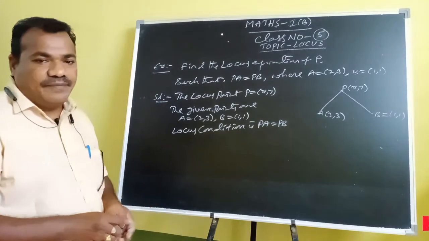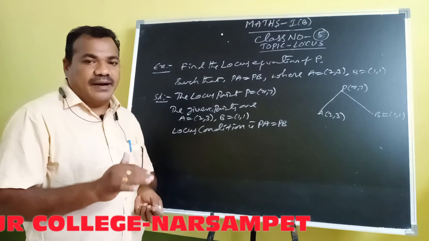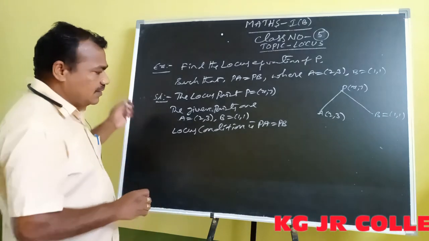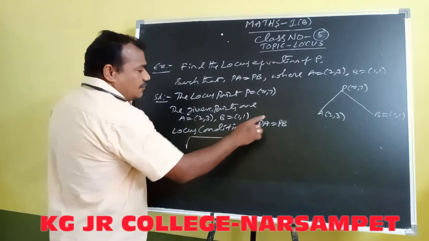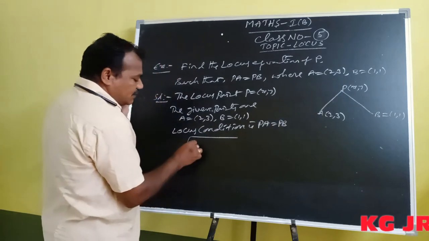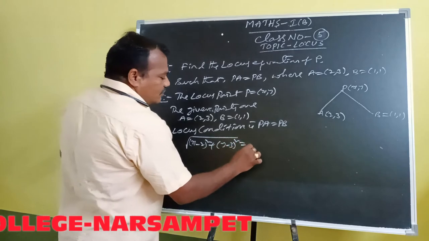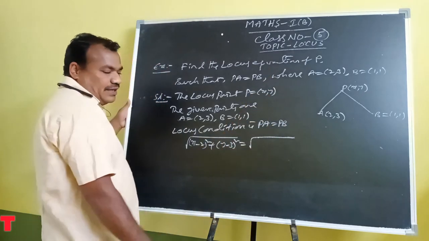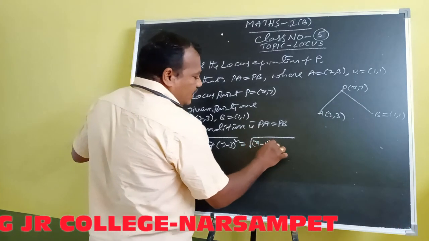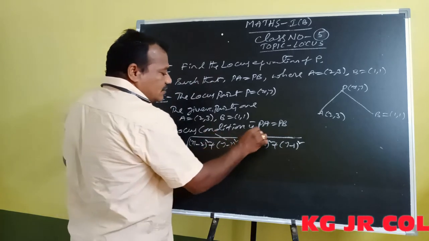Already we know the distance between two points is given by the formula under root of (x1 minus x2) whole square plus (y1 minus y2) whole square. Now PA is the distance between P and A, under root of (x minus 2) whole square plus (y minus 3) whole square. Similarly PB is the distance between P and B, under root of (x minus 1) whole square plus (y minus 1) whole square. On both sides, the square roots cancel.